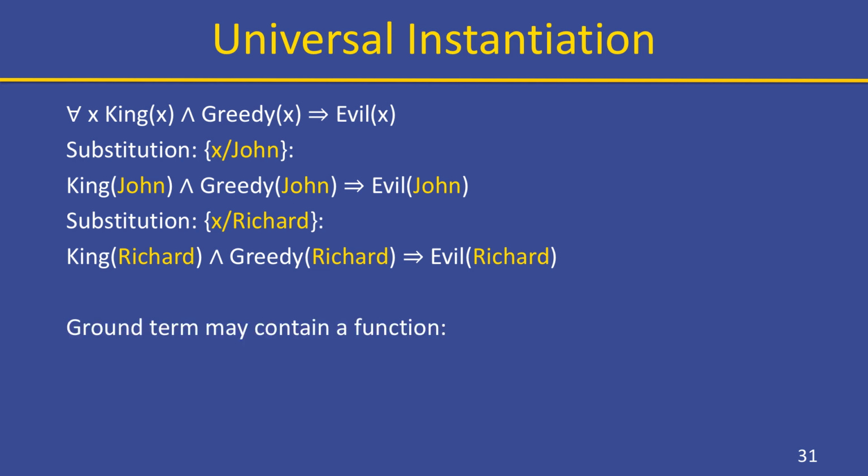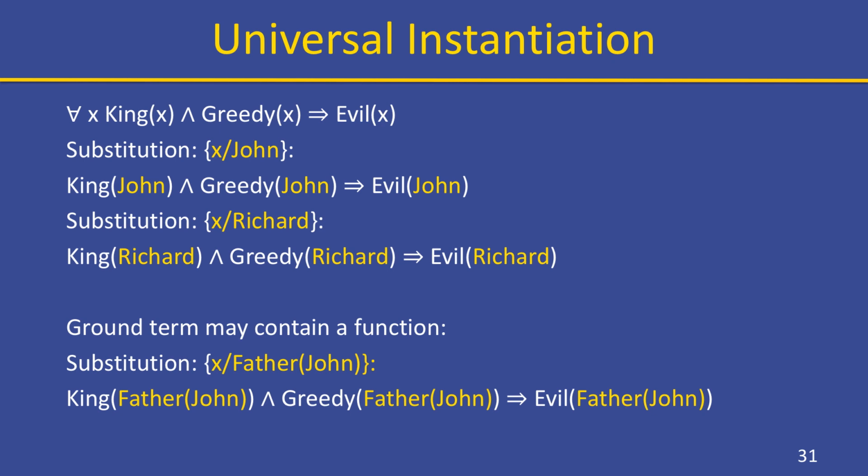We can also apply a substitution that contains a function. For instance, we can substitute x with father of John, and then we can generate a new sentence that's also entailed here. The sentence is king father of John and greedy father of John implies evil father of John. So note that the three new sentences that we obtained by universal instantiations are all entailed by the initial universally quantified sentence.